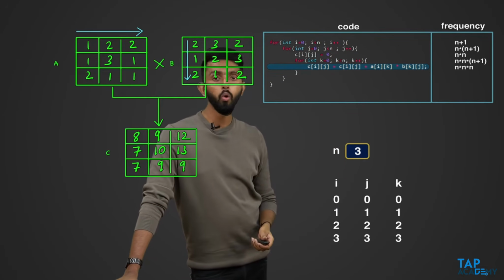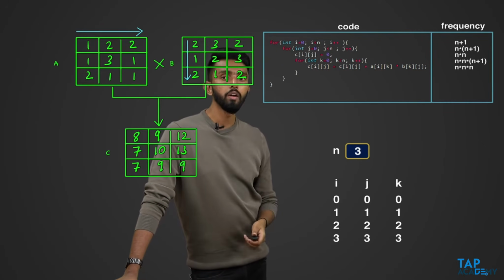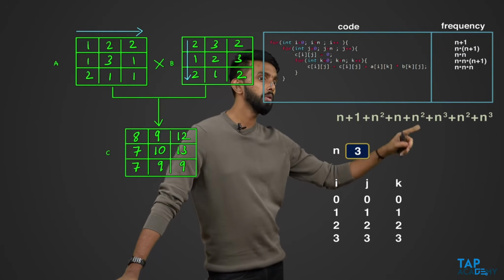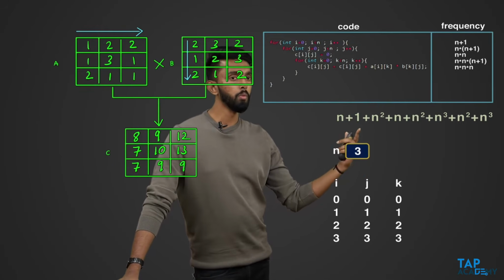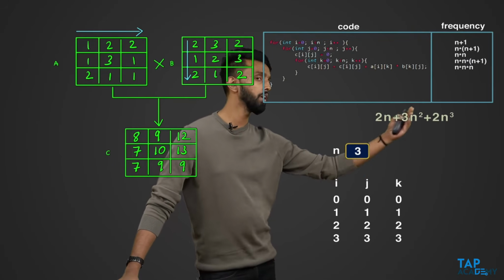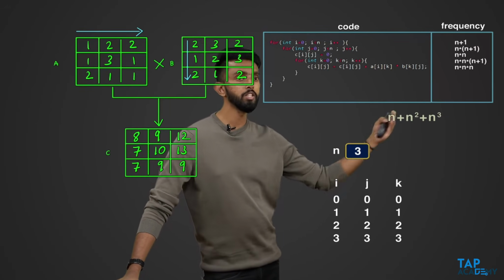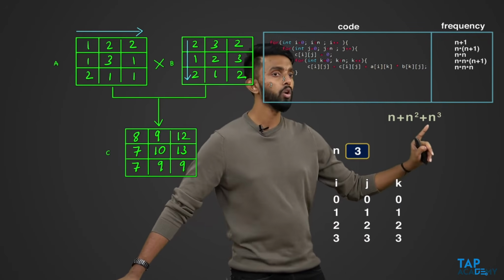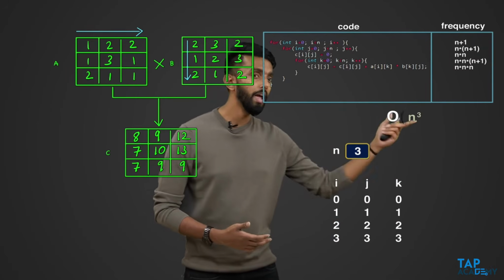Now you know how to count the frequencies. Add all of them together. If I add all of them together, I will be getting something that looks like this: n plus 1 plus n square plus n square plus n cube plus n square plus n cube. You know you have to remove constants. So I'll remove this constant, and if I add them, it will become 2n plus 3n square plus 2n cube. I'll remove the constants again, which means it will become n plus n square plus n cube. I will remove all the lower order terms and preserve the highest order term, which is n cube, and hence your time complexity is big O of n cube.